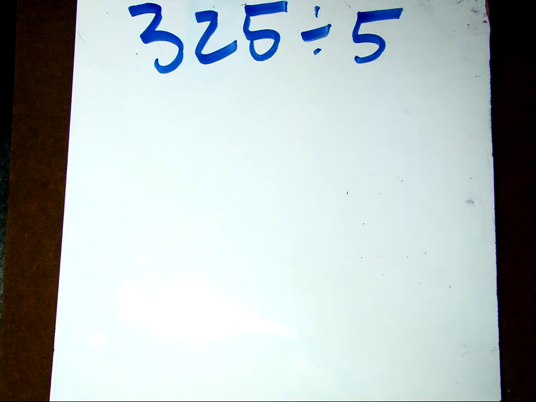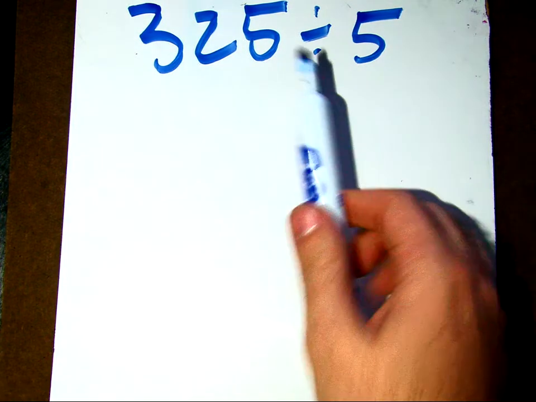Okay, so the last one was about multiplying 3 different ways. So I'm going to show you how to now divide 3 different ways. We're going to go in the reverse direction for the multiplication problem I used. We're going to use 325 divided by 5.